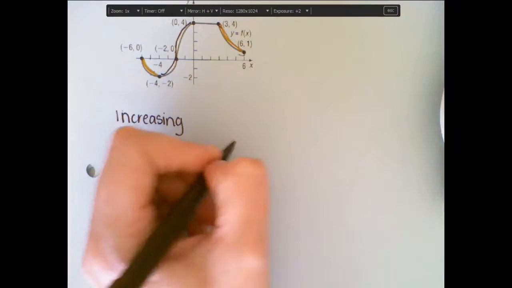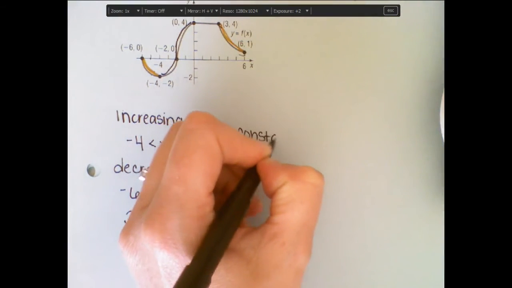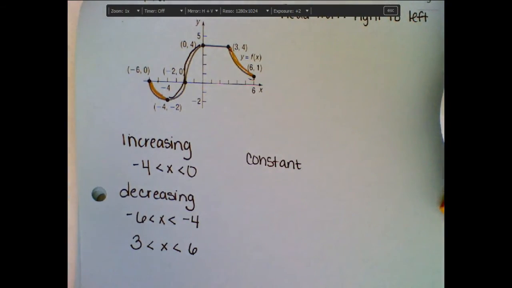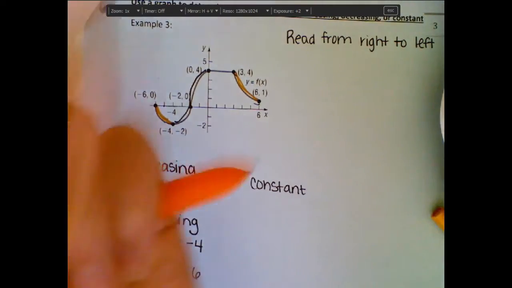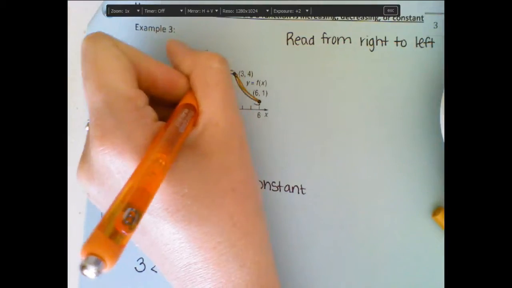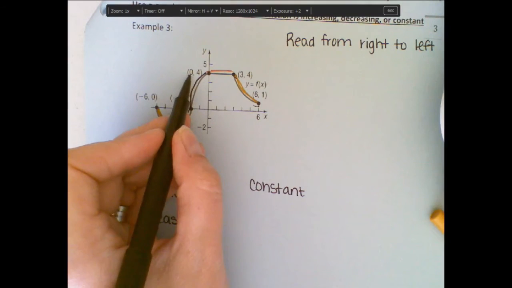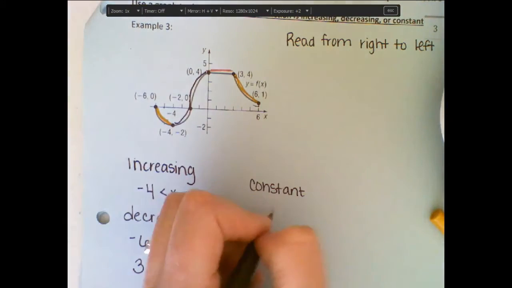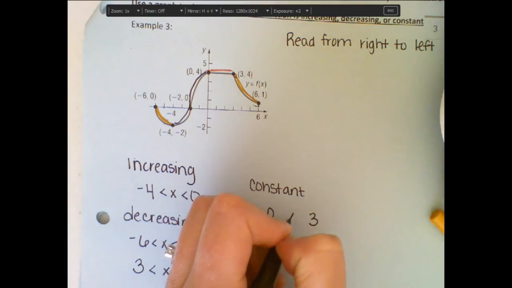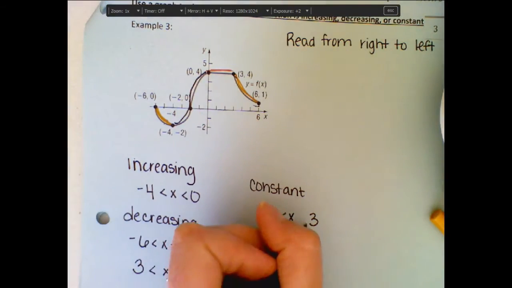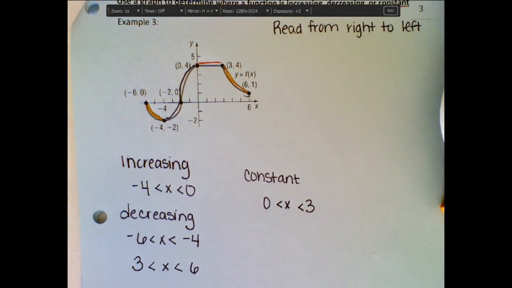Where is it constant? Constant means it's not moving, just staying in the same place, and we do have that on this graph. Okay, it's constant right here. It is constant between 0 and 3. Good with that? 0 and 3. Put my x here. As long as x is greater than 0 and as long as x is less than 3, any number I put in that fits that category, it's going to be constant.